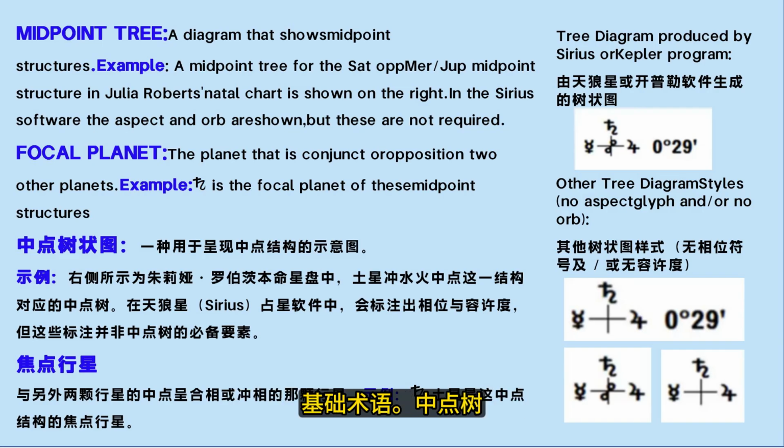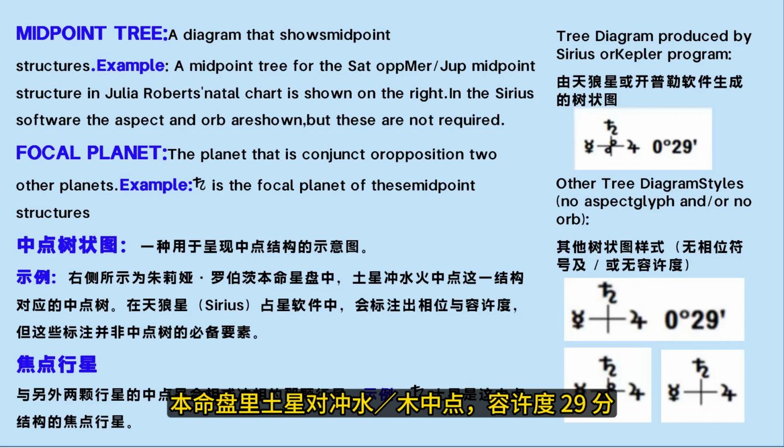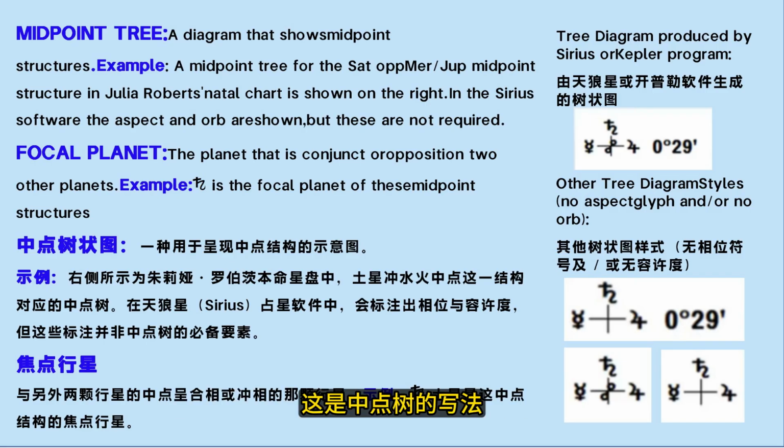basic terminology. Midpoint tree. So a midpoint tree is a diagram that shows midpoint structures. On the right side, we see midpoint trees. That's a midpoint tree. Remember that Julia Roberts in her natal chart has Saturn opposition the Mercury-Jupiter midpoint with a 29-minute orb. This is how you write that as a midpoint tree.